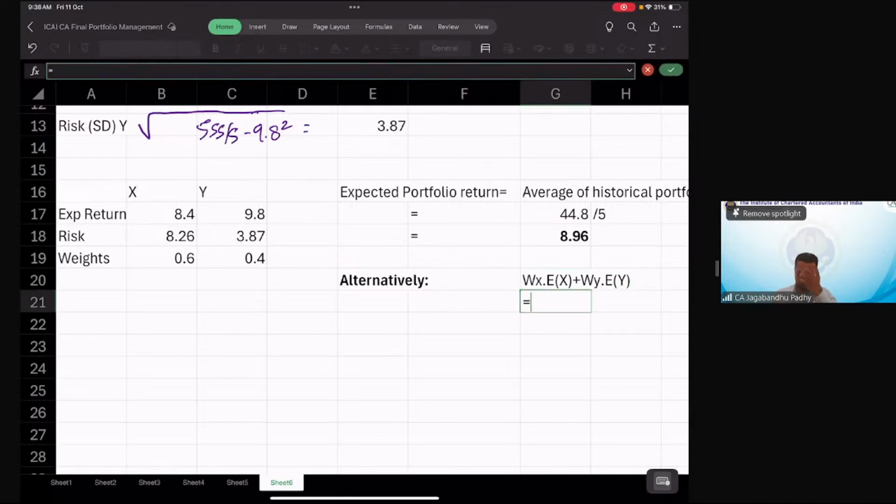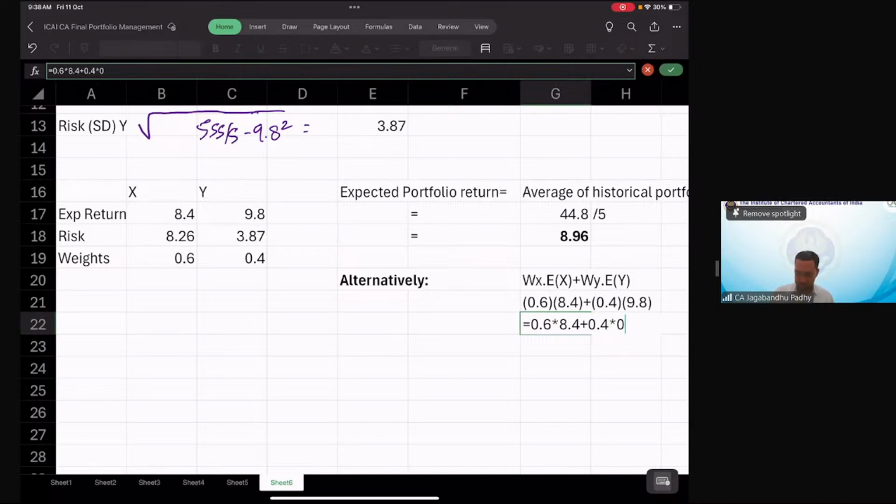So if we do this, it should ideally be 0.6 multiplied by 8.4 plus 0.4 multiplied by 9.8. It's coming, sir? Yes, sir. Same. Yes. 8.96 exact.